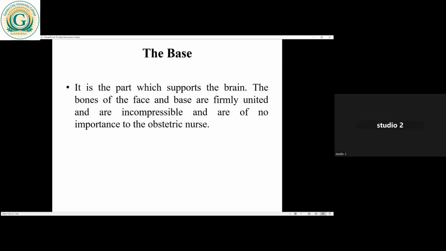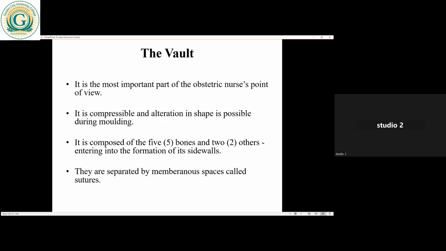But when you come to the vault, it is the most important part from the obstetric point of view. It is compressible and alters in shape. It is composed of 5 bones and 2 additional bones, so in all the vault is made up of 7 bones. These bones are separated by membranous spaces called sutures.